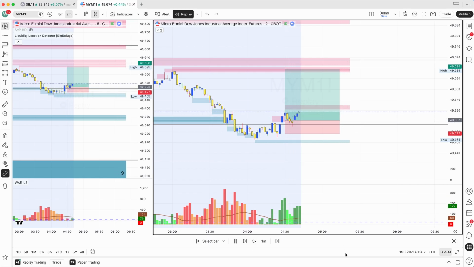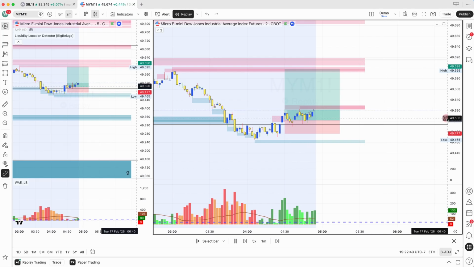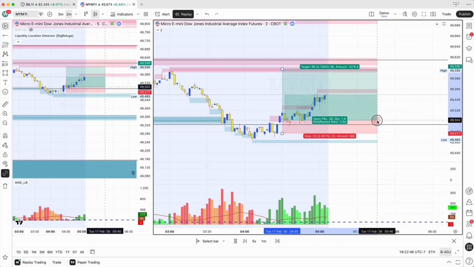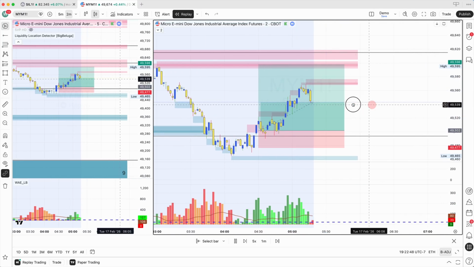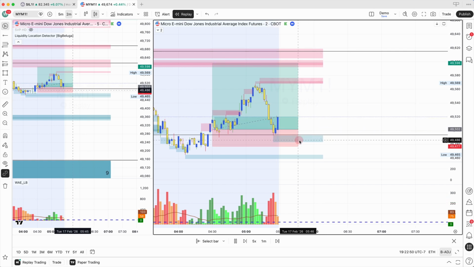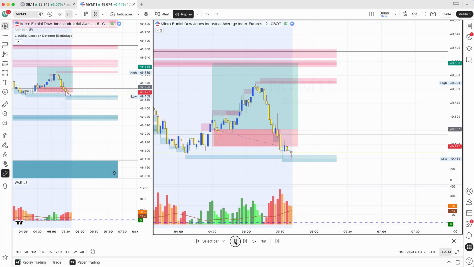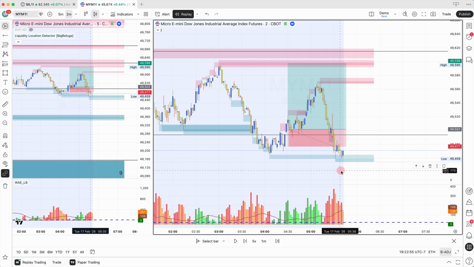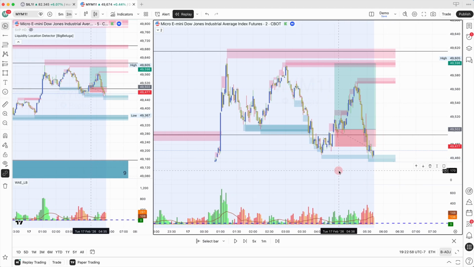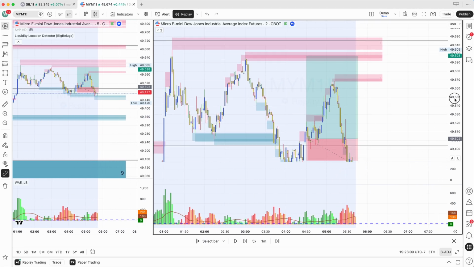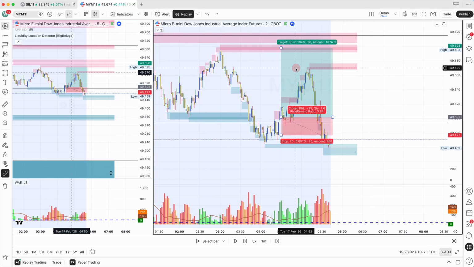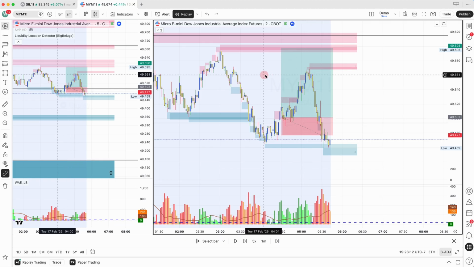Okay, so here we go. We're going to take a look, see if I hit this little guy. I do not know if I will. Nope, got stopped out. Okay, so this doesn't always work. I did get some price action that moves in my direction. And what did it do?